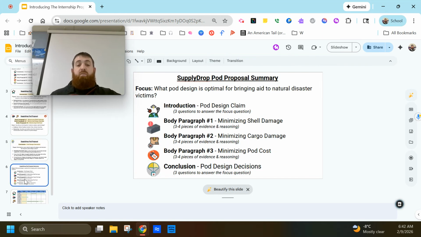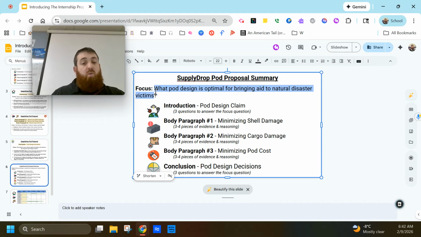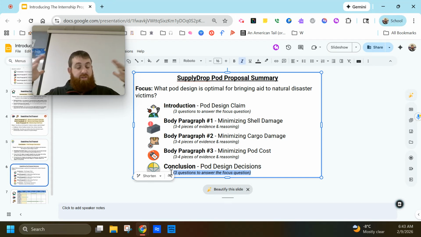So when you're done with your overall proposal, you'll have answered the question, what pod design is optimal for bringing aid to natural disaster victims. You'll have an introduction with 3 questions answering that big focus question. You'll have a body paragraph with 3 to 4 pieces of reasoning and evidence. A second one, 3 to 4 pieces of reasoning and evidence. A third one, 3 to 4 pieces of evidence and reasoning. And then your conclusion with 3 questions you use to answer the focus question overall. So this is going to be a very large overall write-up for this internship.